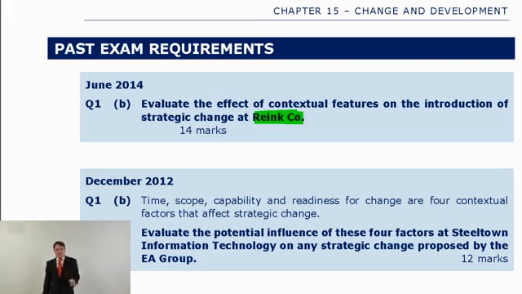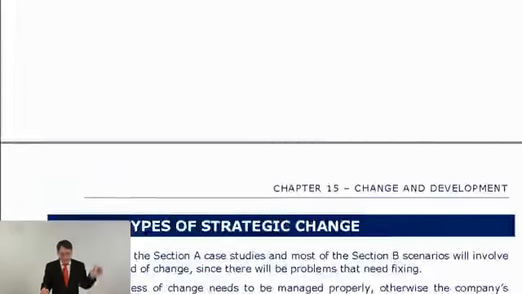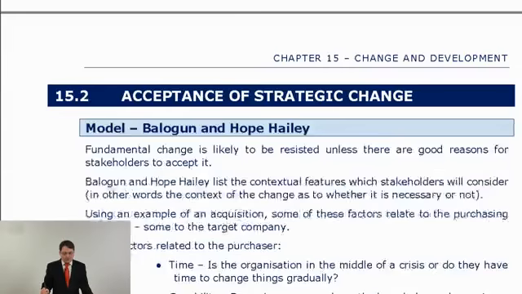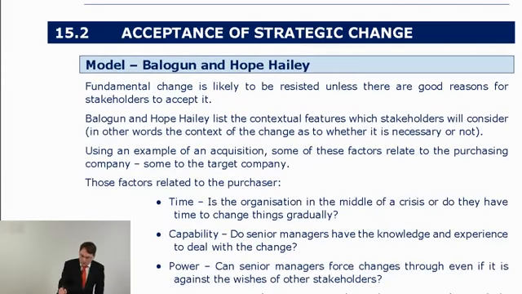So before they do that, they basically say, if we need to do changes, would they be accepted by the workforce? Now, the trouble is, the changes are being forced on the company for various reasons, and they need to be made quickly. Now, the model that you use is by a pair of writers called Balogun and Hope Haley. The clue in the question, the clue in the requirement, is the examiner is going to talk about what are called contextual features.